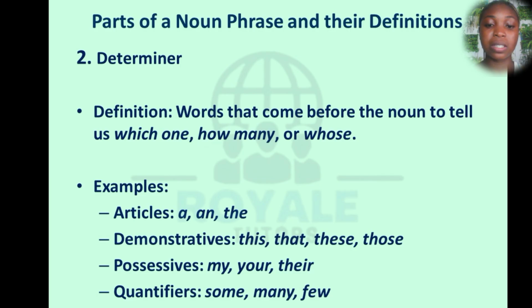Demonstratives, you have this, that, these, and those. This bag is mine. This bag, a noun phrase. That book is yours. That book, a noun phrase. And then these children are disturbing me. So these children, also a noun phrase. And why is that? Because we have a determiner before the noun. We are looking for what makes up a noun phrase.